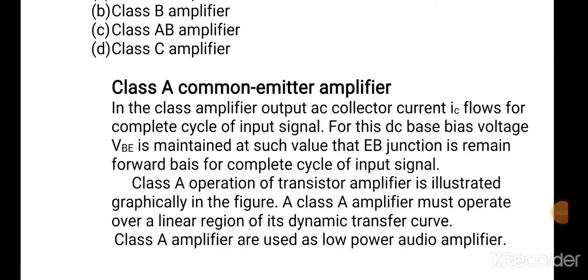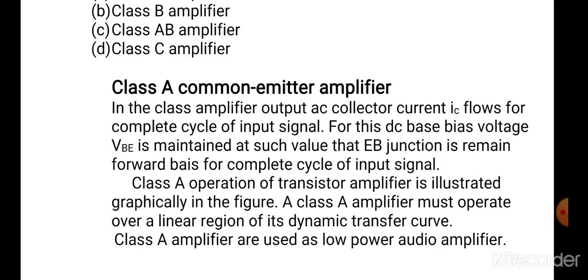Dear students, today we discuss the Class A common emitter amplifier. In the previous lecture, I already discussed the classifications of amplifiers. Classifications of amplifiers are divided into three ways. First, according to the coupling method. Second, according to the operating frequency range. Third, according to the position of the operating point, that is nothing but the biasing conditions.